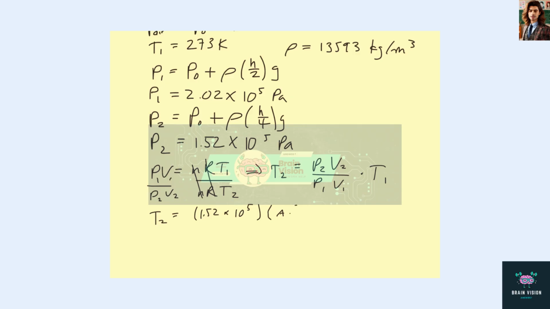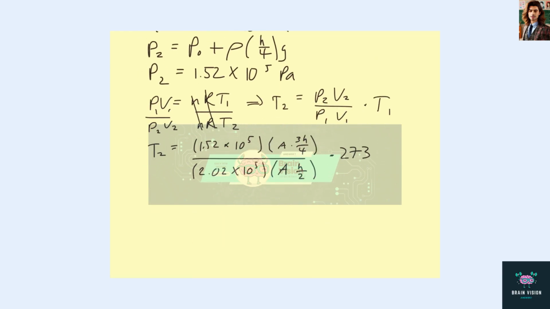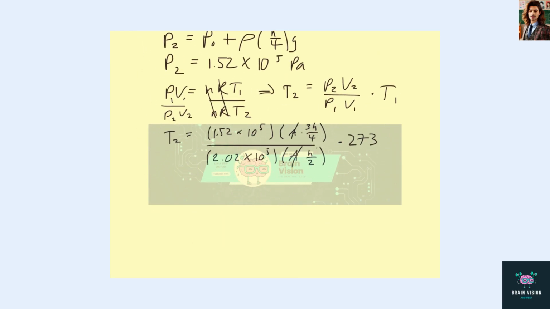3H over 4. Now for P1, which we have also solved already, we know it's 2.02 times 10 to the 5. And again, our volume is the area of the base times the height, which is H over 2. And this is all times T1, which is just 273 Kelvin. If you work this out and cancel your A's and cancel H, you should find that T2 is equal to about 307 Kelvin.